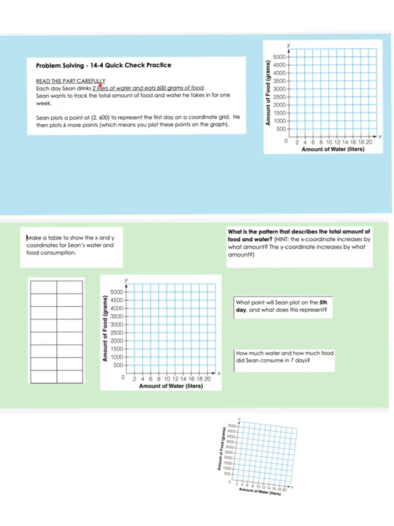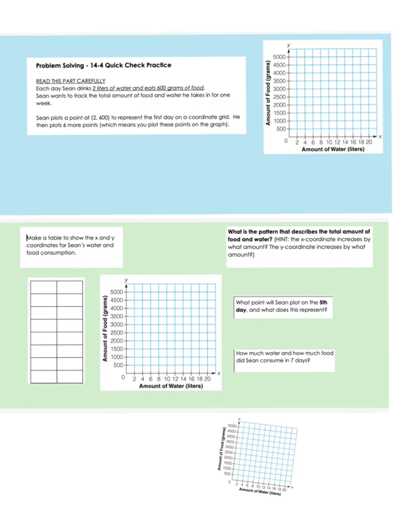Read this part carefully. Each day, Sean drinks 2 liters of water and eats 600 grams of food. Sean wants to track the total amount of food and water he takes in for 1 week. Sean plots a point at 2,600 to represent the first day on a coordinate grid. He then plots 6 more points, which means you plot these points on the graph.